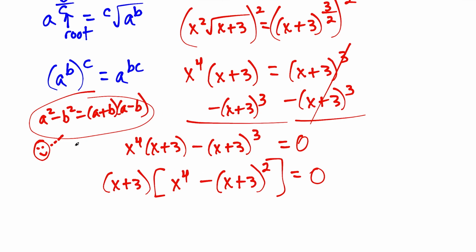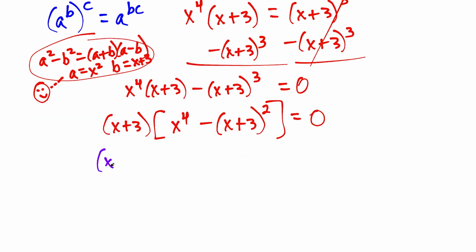In this situation, I would say that a squared is equal to x to the fourth, so a would be equal to x squared. And then b squared is x plus 3 squared, so b would just be equal to x plus 3. So now we can factor. We have x plus 3 times a plus b in the first parentheses, so we're going to have x squared plus x plus 3. Once again, we're just applying the difference of two squares formula to this expression. So a plus b gives us x squared plus x plus 3.